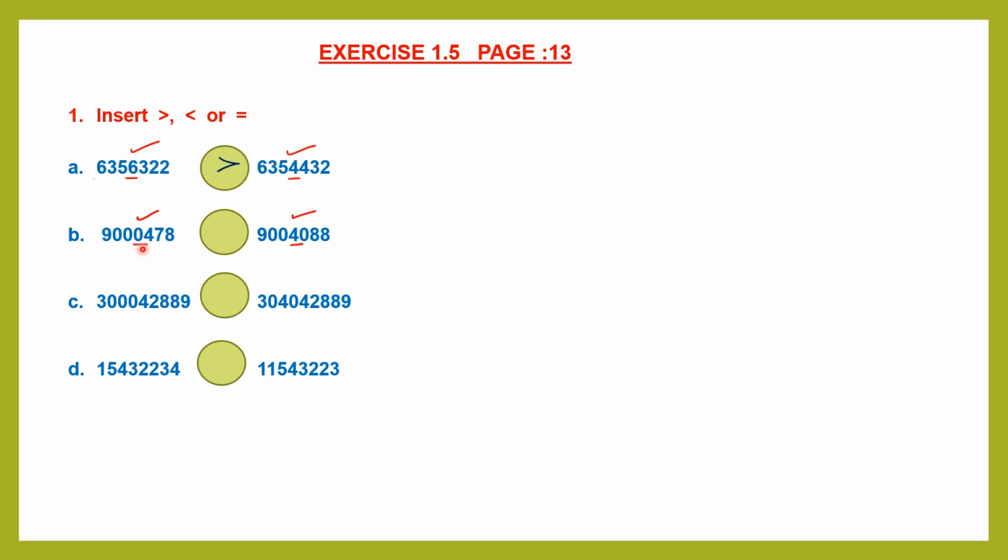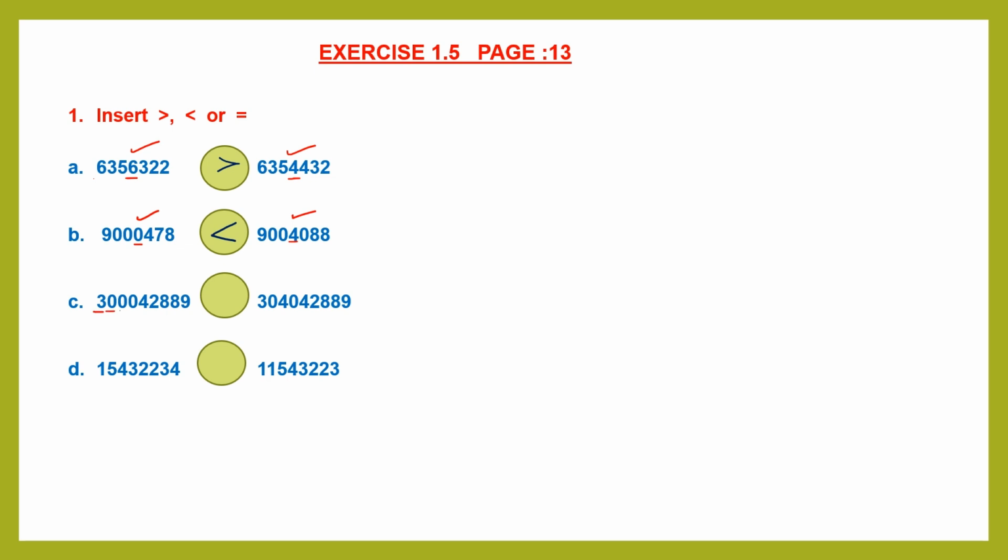So here we have 0 and here we have 4. Which is the greater one? 4 is greater, isn't it? Greater than 0. So this number is greater than this number. So let's put that symbol facing this. Let's go to the next number here. Question C. Let's count the number of digits.